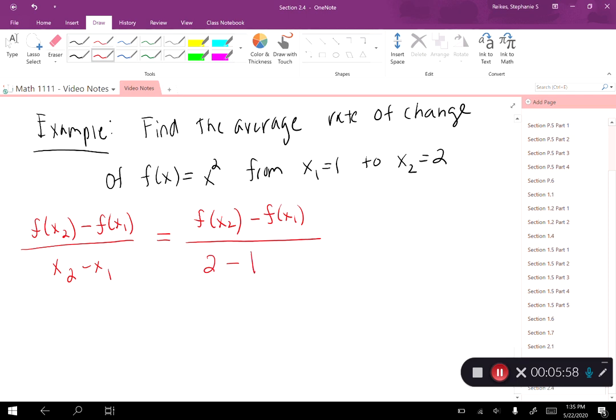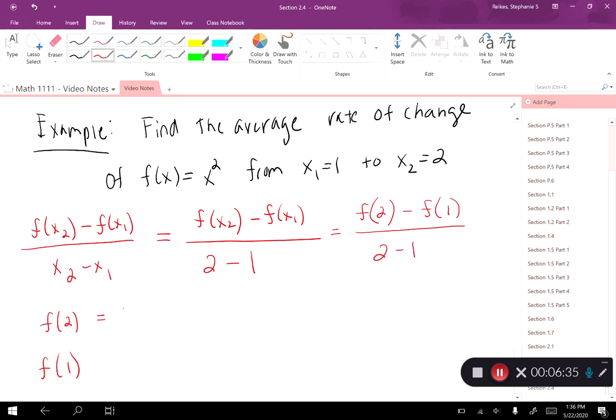Good. Now let's recall, what does f(x) mean, right? f(x) is my function notation. It means my y value. So officially, I do know I can plug in the x2 and the x1 values. So it'll really say f(2) minus f(1) all divided by 2 minus 1. And now I was given a function. My function for this problem is f(x) = x squared. So if I know my x values, then I can plug it in and find my y values. So let's find f(2) and find f(1).